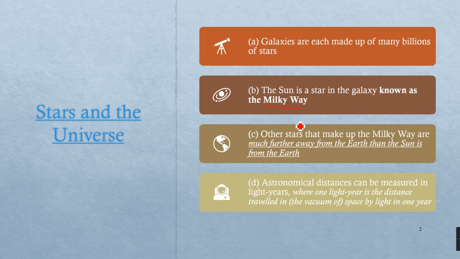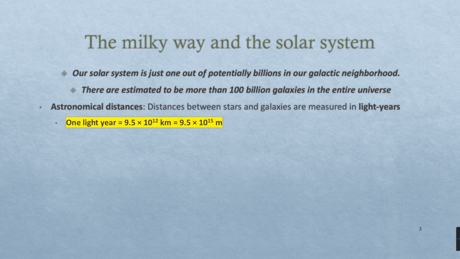Of course, there are some other stars in the Milky Way which are much further away from the Earth. That's why we don't see them as luminous as the sun. They are astronomical distances away from Earth, and we measure those distances in light years, as they are existing in the vast vacuum of space. The Milky Way and the solar system.